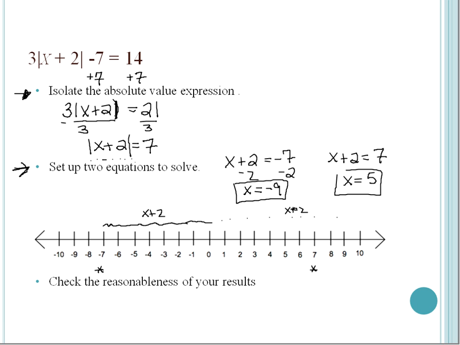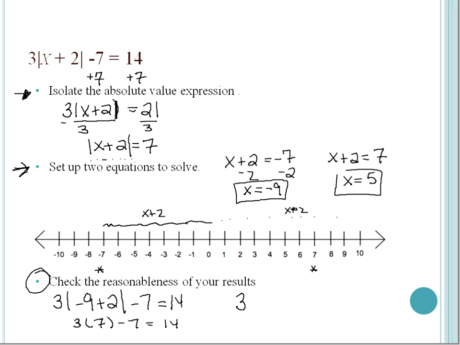Now I'm going to go ahead and always check the reasonableness of my results. So if I substitute in negative 9 for x, I want to make sure that I get 14. And so negative 9 plus 2 is negative 7, and the absolute value of negative 7 is 7 units. So I'd have 21 minus 7, which is indeed 14.